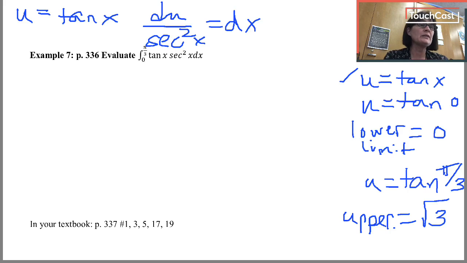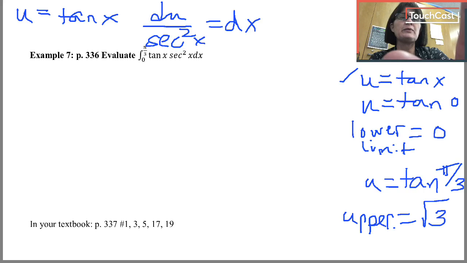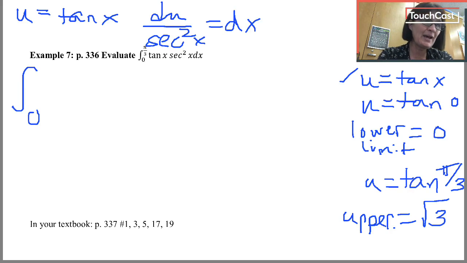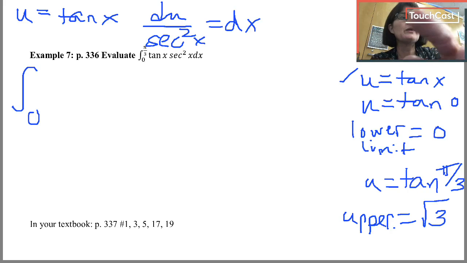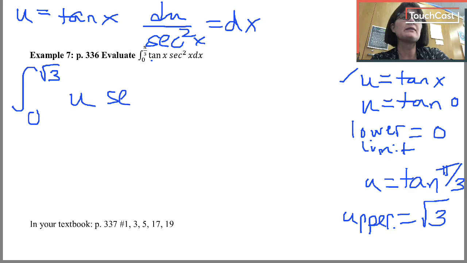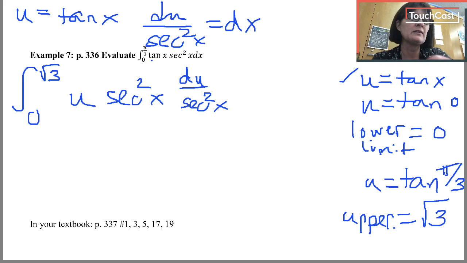These now are u limits, and I'm going to be able to write my whole integral in terms of u. So this is going to be the integral from, my new lower limit is 0. It happens to be the same as my old lower limit, but that's just a coincidence. My new upper limit is square root of 3. Instead of tangent x, I'm going to write u. Instead of secant, I'm going to write secant squared x. And instead of dx, I'm going to write du over secant squared of x. Maybe you're starting to notice that these are going to cancel out, and you can write this in fewer steps.